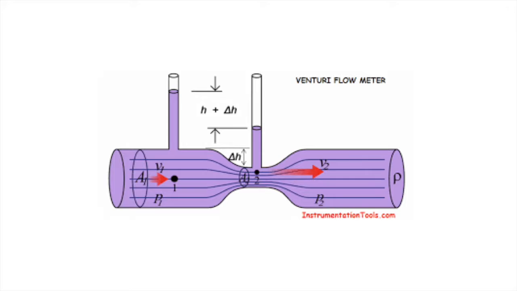A venturi flow meter is a flow measurement instrument which uses a converging section of pipe to give an increase in the flow velocity and a corresponding pressure drop from which the flow rate can be deduced.